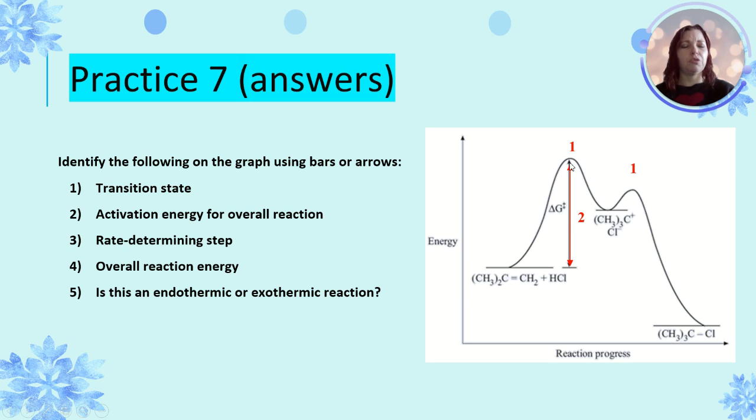And then in AP chemistry, we're pretty much always going to see that highest peak at your first step right here. Then we're going to talk about the rate determining step, which is also going to be the step with the highest peak. Okay, so then you have your overall reaction energy, which goes from your reactants to your products. Okay, so this is that difference. So that's your overall reaction energy.